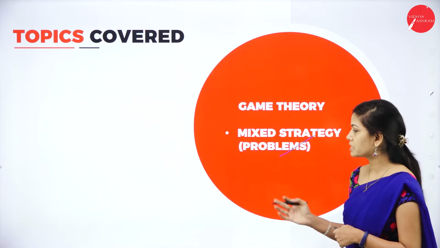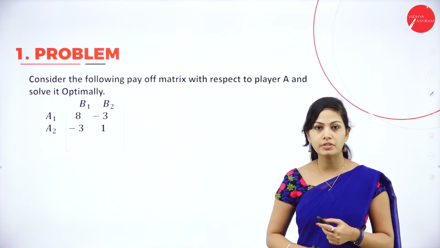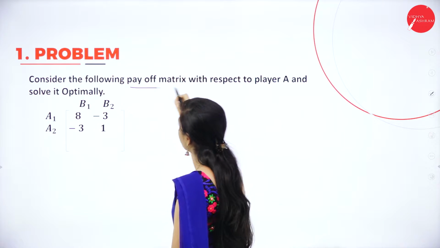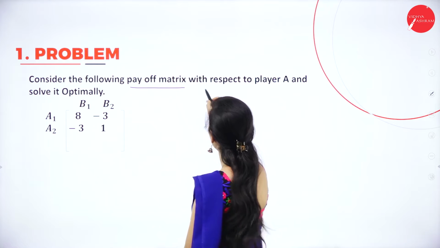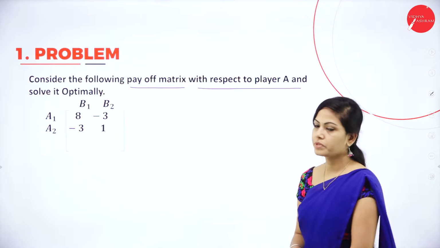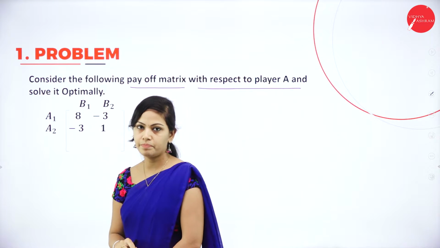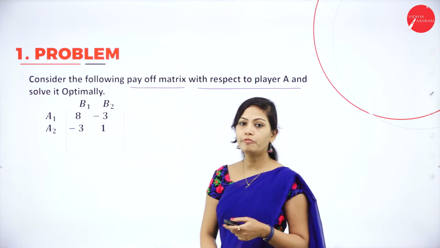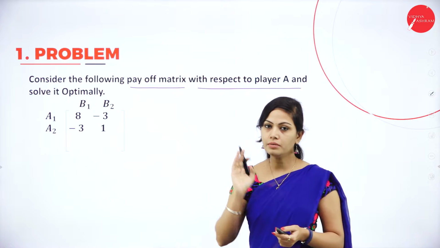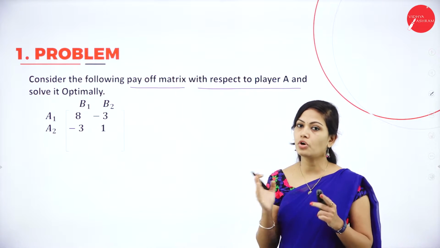If you get mixed strategy problems, what do we have to do? Today I will explain everything step by step. So first problem, consider the following payoff matrix. This is the payoff matrix with respect to player A, and solve it optimally. We have two players, player A and player B. What is the first step for finding the strategy? Here you have to find whether the minimax value is equal to the maximin value, that means whether it has a saddle point or not.